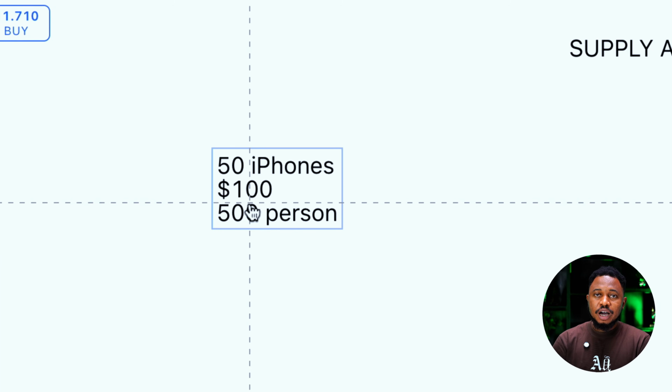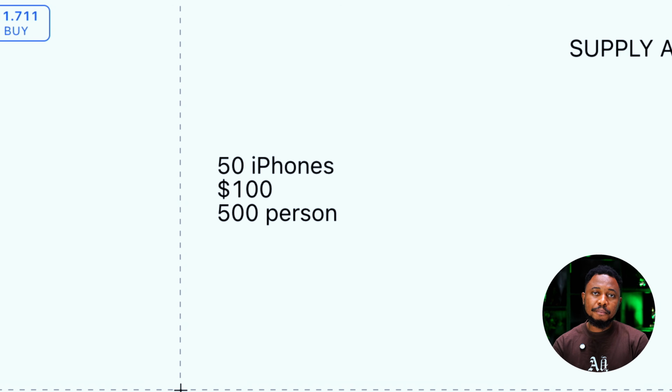Now, if we flip it the other way around, let's say out of the 50 iPhones, only 10 persons are interested to buy it. What happens is the supply is higher than the demand, and therefore the price is basically going to come down. And this is what is applicable in trading the financial market.